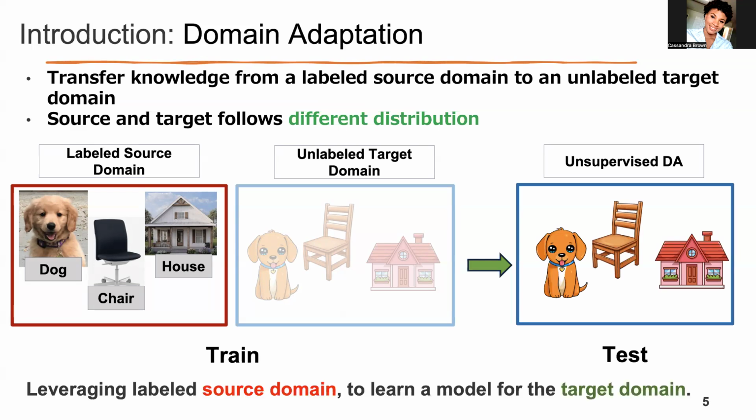And for training, we require labeled source data as shown in this picture. And for target, we do not need the labeled data, and we can leverage the source domain to learn a model for the target domain.